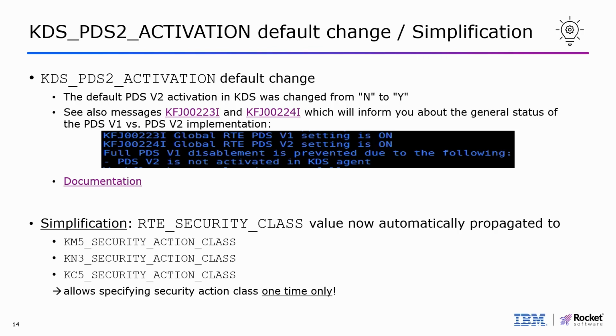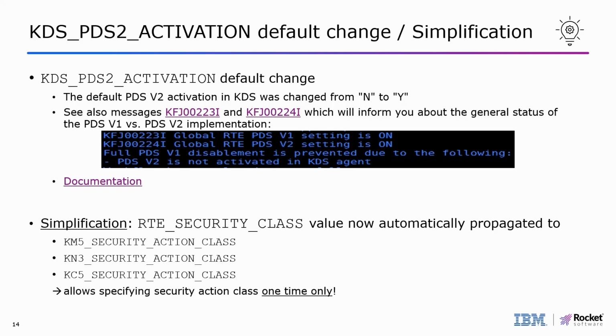In this case, you see the typical message if the KDS agent is not enabled for PDS version 2, the PDS version 1 flag will still show on. Ideally, you should see the PDS version 1 setting is off, because that means that none of the PDS version 1 code is even loaded into memory at that point, obviously saving you some resources. A link to the documentation is always added to these features and you can follow that in the handout.